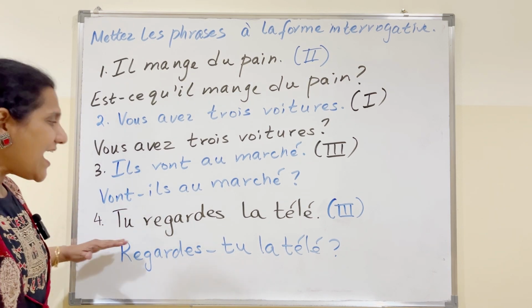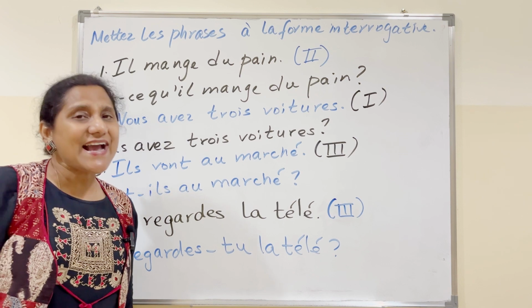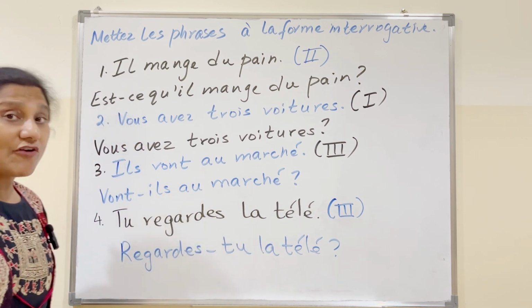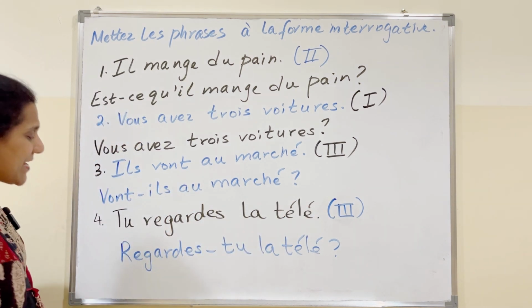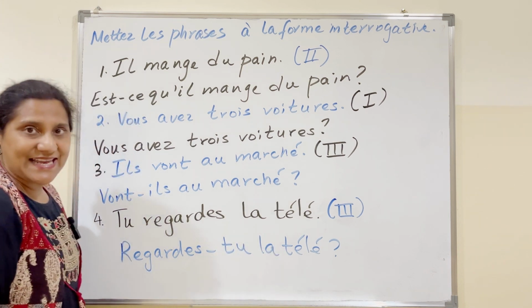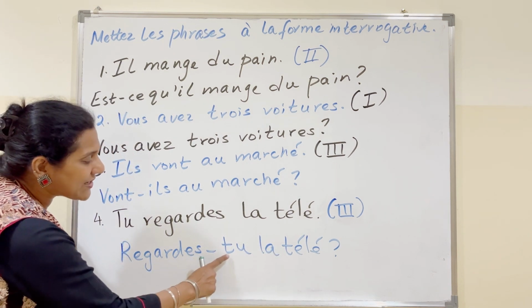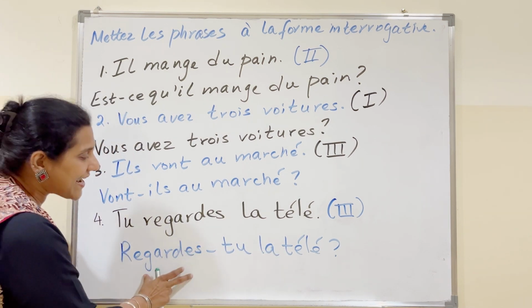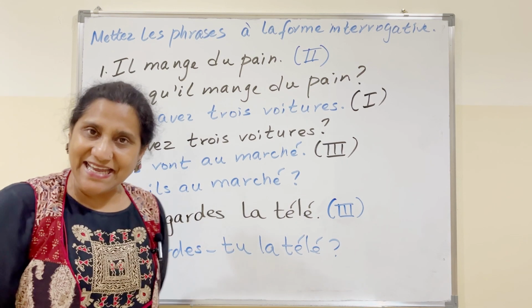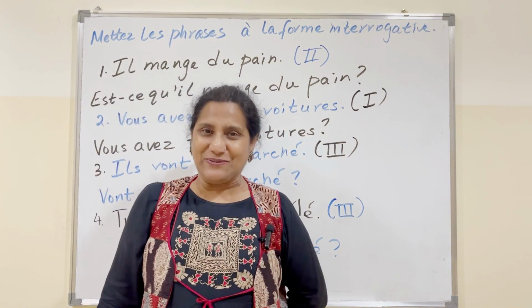Next example. Tu regardes la télé. Form 3, which is inversion. Regardes-tu la télé? This is an ER verb, but there is no clash of vowels, so no problem. Regardes-tu la télé? Let's look at some more examples.